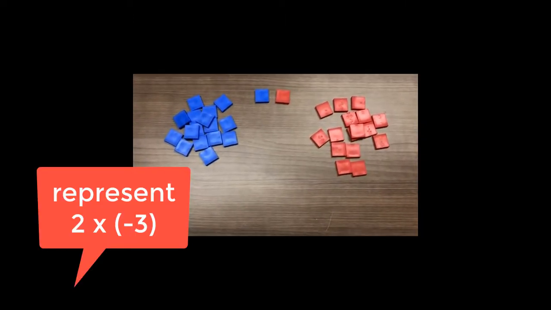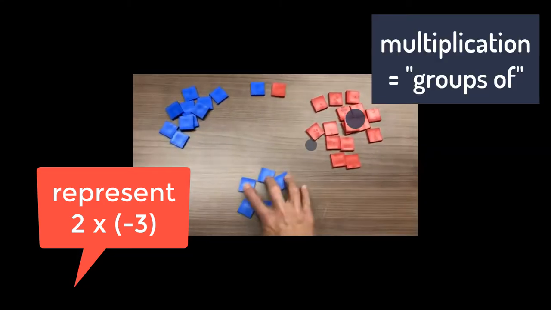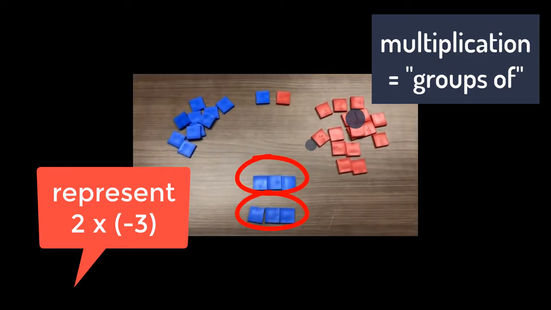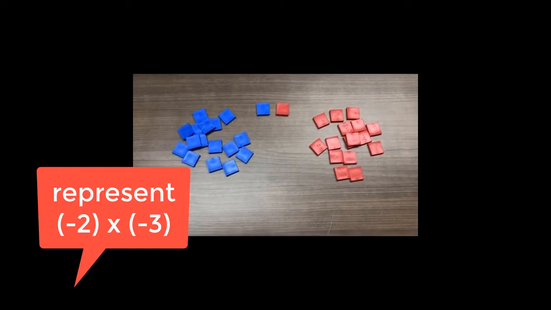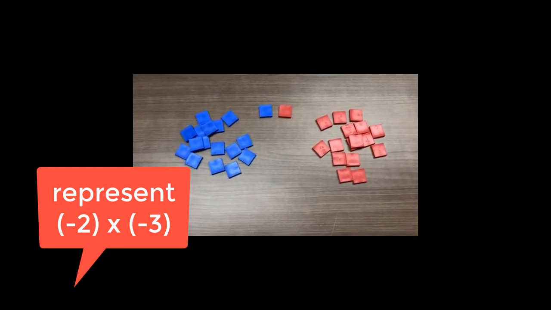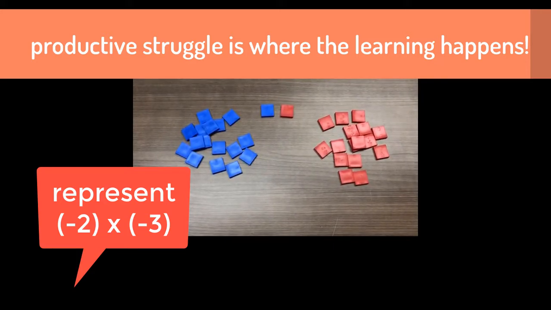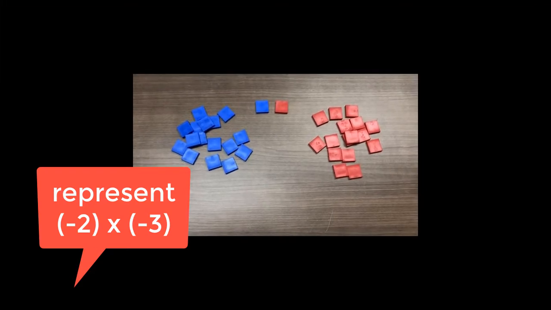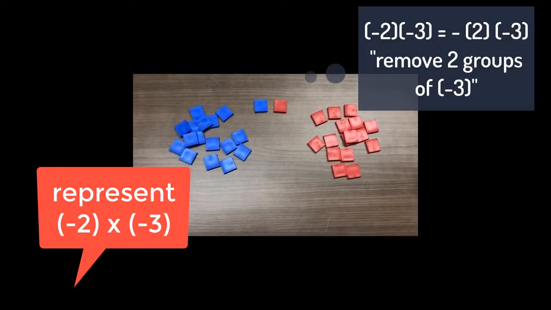So if we then say, well, what's 2 multiplied by -3? Students will understand that we can have a group of -3 and a second group of -3, giving us that answer of -6. If we now ask students, what's -2 multiplied by -3? We're going to have some productive struggle here. This is complicated. And one way that we can help students understand is by thinking of -2 multiplied by -3 as the removal of 2 groups of -3.